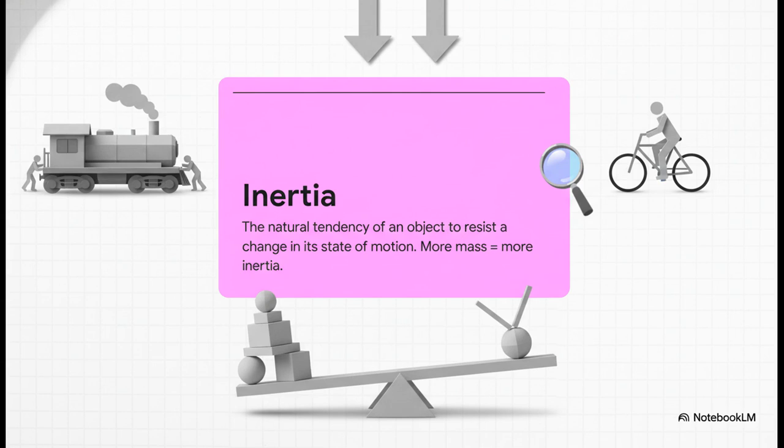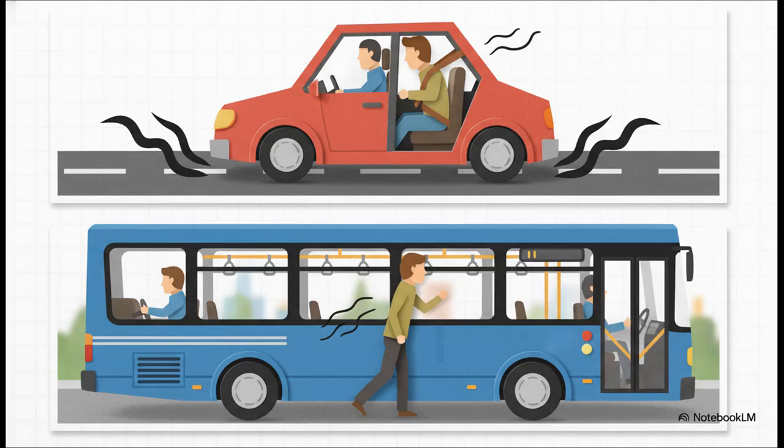That's why it's way, way harder to get a freight train moving than it is to get a bicycle moving. The train has a ton more mass, so it has a ton more inertia. You actually feel inertia all the time. When a car hits the brakes, your body wants to keep moving forward. When a bus takes off, your body wants to stay put, so you feel pushed back into the seat. In every case, your body is just trying to obey that first law. It's resisting the change in motion.